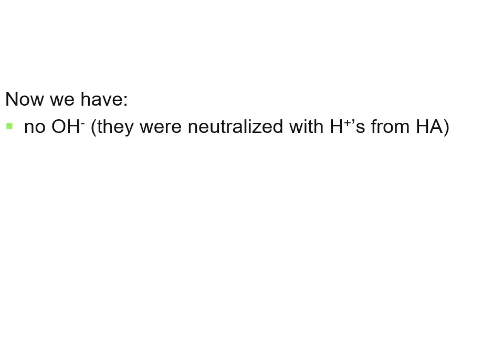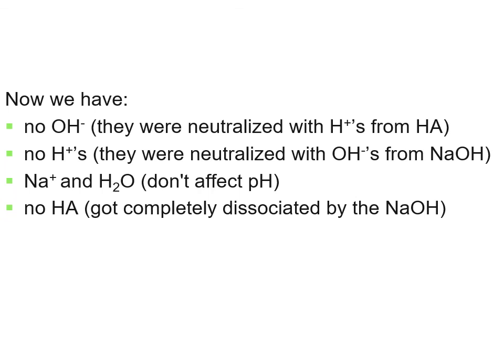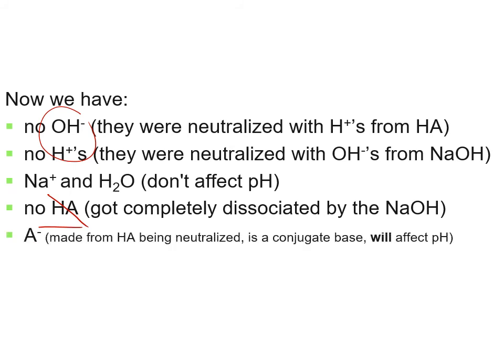So now what we have is the OHs from the base that we added in, they completely neutralized with the hydrogen, so they're gone. The hydrogens, for that same reason, are gone because they neutralized with the OH. The sodium and the water don't affect the pH, so we don't care about them. They're there. We don't worry about them. Realize the HA again is gone because we added enough base to make sure that it was completely dissociated, so it's no longer there. So the only thing that we now have are these anions that got produced by the dissociation. And remember, this is the conjugate partner of a weak acid, which is a conjugate base.